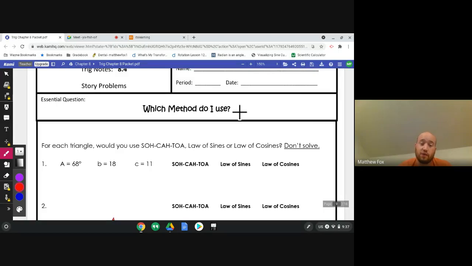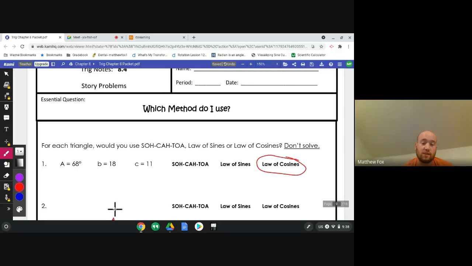Now, if we look at this first one, we have three pieces of information. Once again, we're just saying which way would you solve it: SOHCAHTOA, law of sines, or law of cosines. We don't need to actually solve these ones. We have an angle A that's 68 degrees, side B is 18, side C is 11. If we don't know that it's a right triangle, we cannot use SOHCAHTOA. In order to use law of sines, we have to have a side and an angle that match. If I have angle A, I'd also have to have side A. I don't, so I need to use law of cosines for this one.